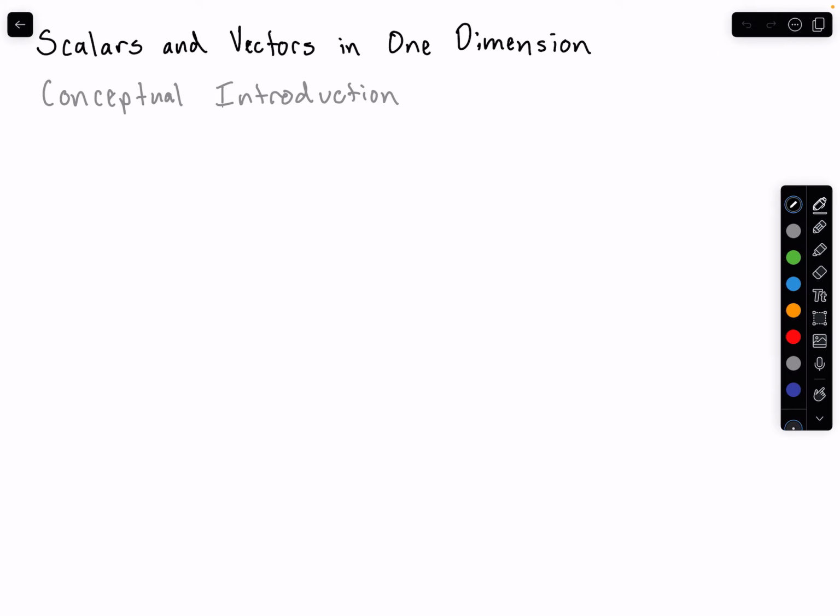Alright, hello everybody. Welcome to this video on scalars and vectors in one dimension. This video will be a conceptual introduction to what scalars and vectors are, and show you some examples of the scalars and vectors you're going to see in AP Physics 1. To start off with, I'm going to give the definition of scalars and vectors, and then I'm going to give you guys some more general examples to get a better intuitive understanding of what scalars and vectors are.